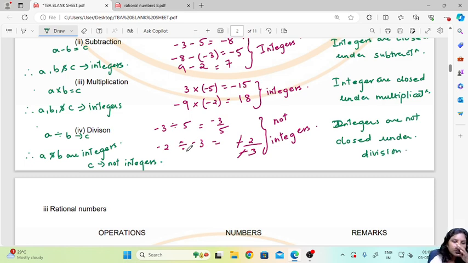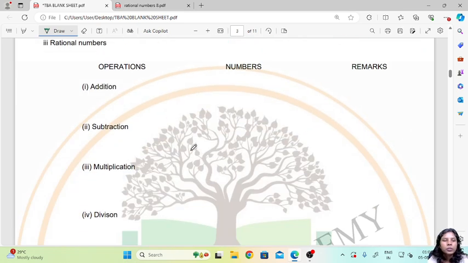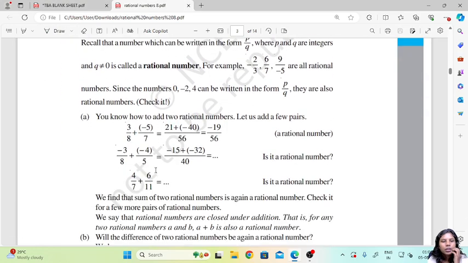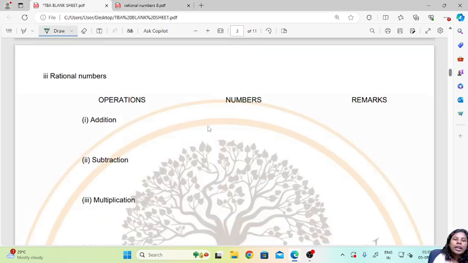Now last, let's look at the rational numbers property. Here we are going to use all the rational numbers. Now let's take an example for the first one. Two rational numbers, say we are adding, say I have 2 upon 3 plus 5 upon 3. In this case the answer will be what? 7 upon 3. So this is also a rational number.